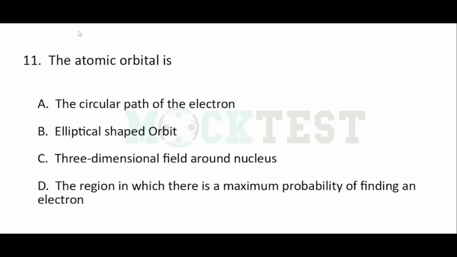The atomic orbital is: option A, the circular path of the electron; option B, elliptical shaped orbit; option C, three-dimensional field around nucleus; option D, the region in which there is a maximum probability of finding an electron. The answer is option D. The region in which there is a maximum probability of finding an electron is called atomic orbital.